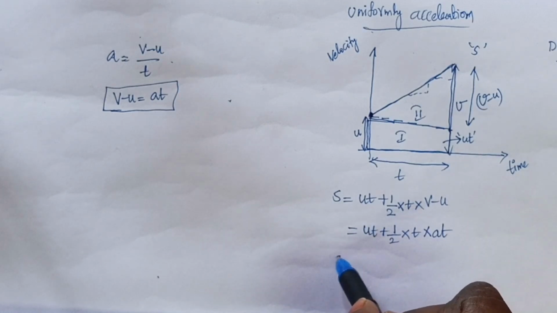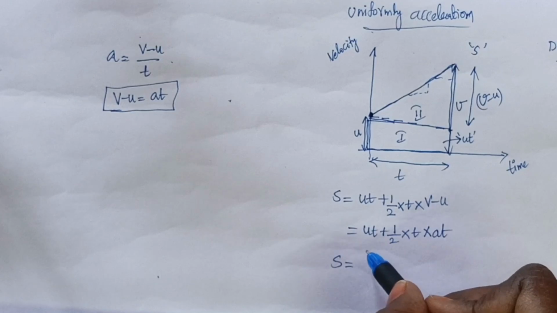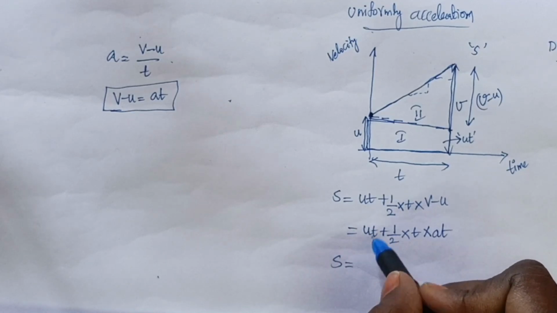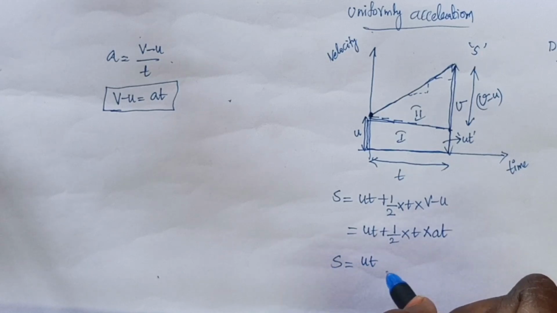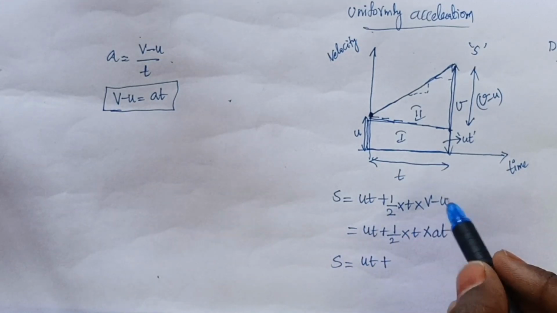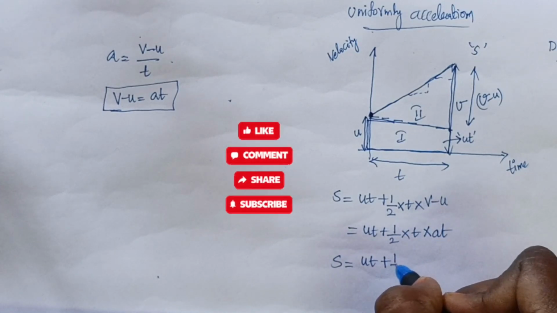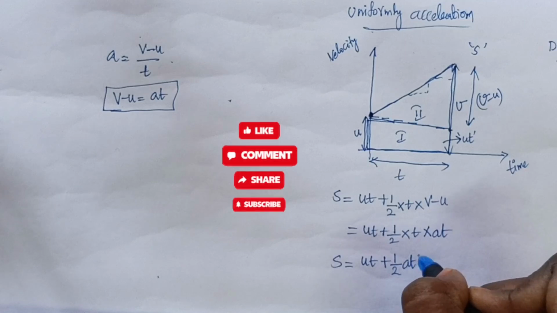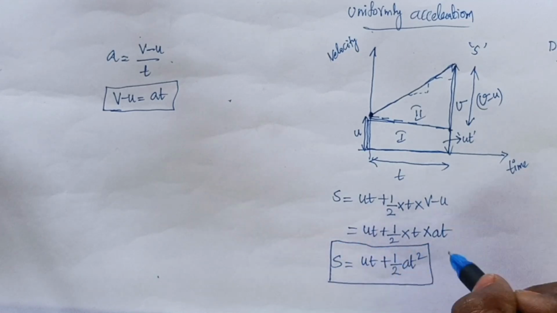So you get one equation of motion in one dimension, which is s is equal to u times t plus half at square. So this is equation 1, one of the equations of motion.